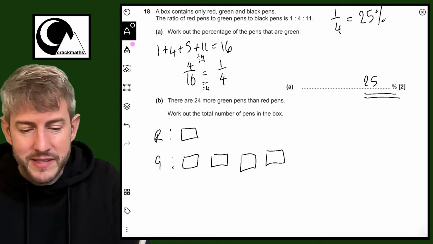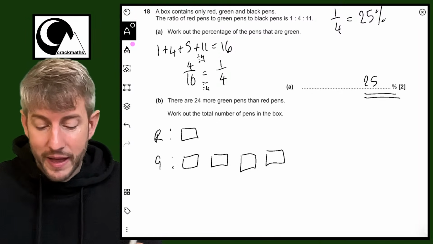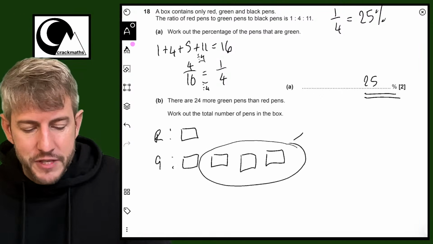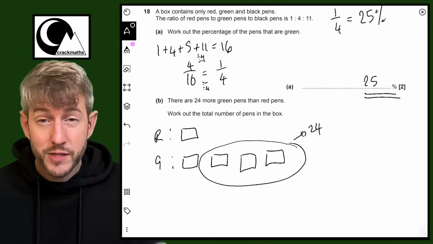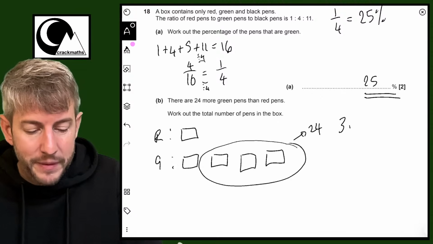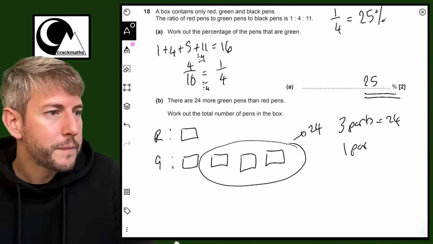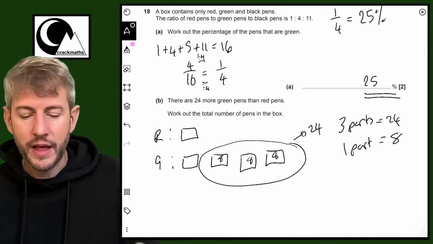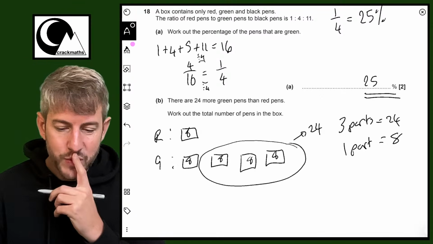Which means that if there are 24 more green pens than red pens, these 3 parts of the ratio have to equal 24. So if 3 parts are 24, then 1 part will have to equal 8, because if we're dividing it equally, that's 8, 8, 8. So there we go. Each part of the ratio is worth 8.